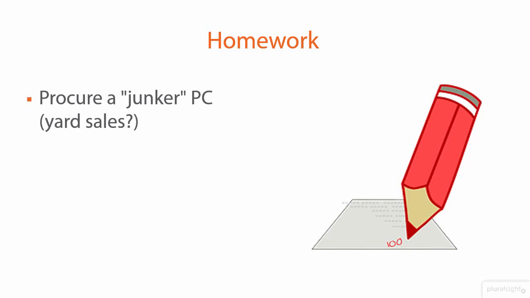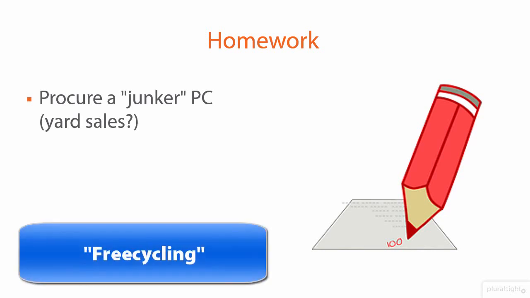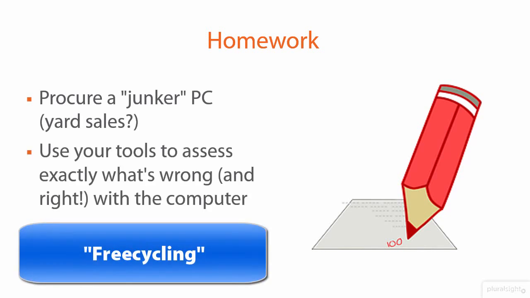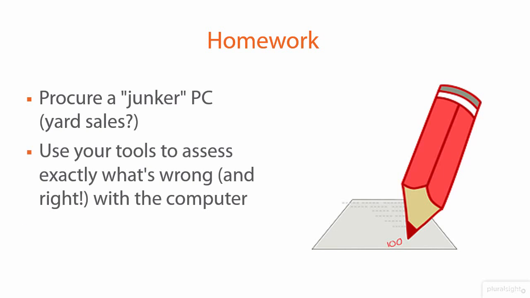For homework, I'd like you to procure a junker PC. By junker, I mean some PC that may be old enough that the user doesn't care about it anymore and gives it to you. You can find them at yard sales sometimes, or check Craigslist. You have the whole notion of people giving stuff away for free as a lifestyle. I forgot what that's called. There's a term for that. But anyway, once you bring the junker PC home, I want you to use your tools, both your conceptual knowledge tools in your head, as well as any hardware and software tools that you have at your disposal, to figure out what exactly is wrong with the computer. Maybe you'll find that there's a lot right with it.